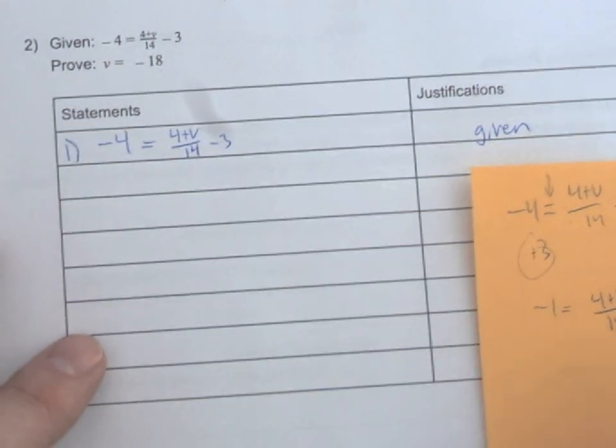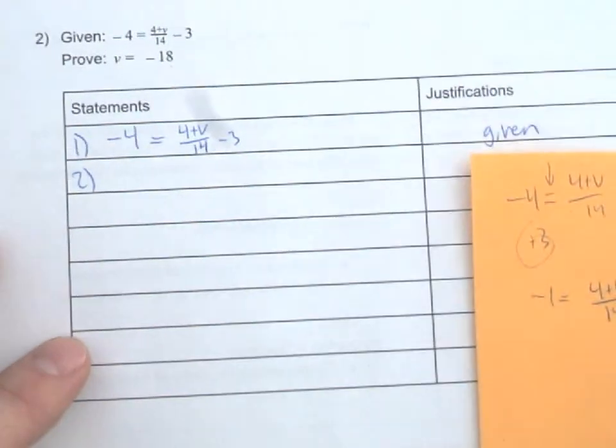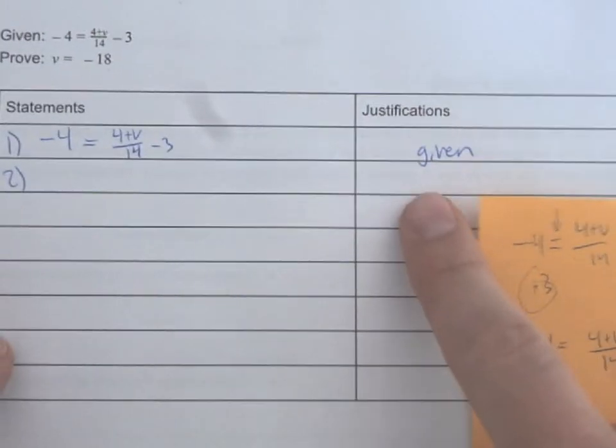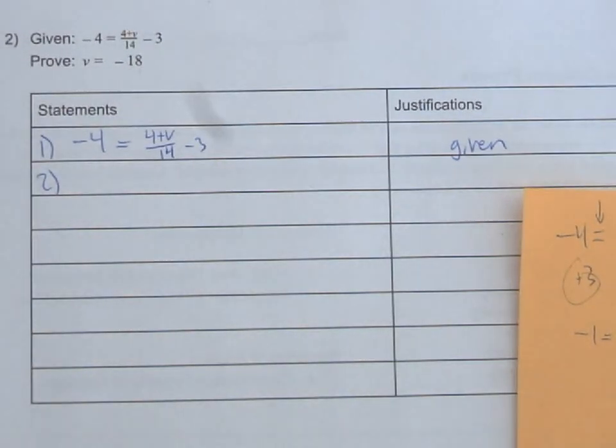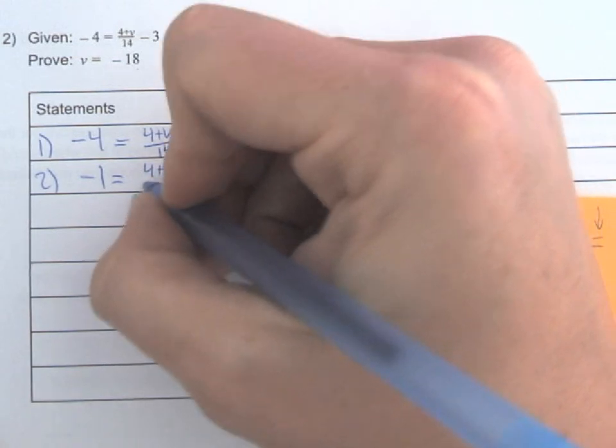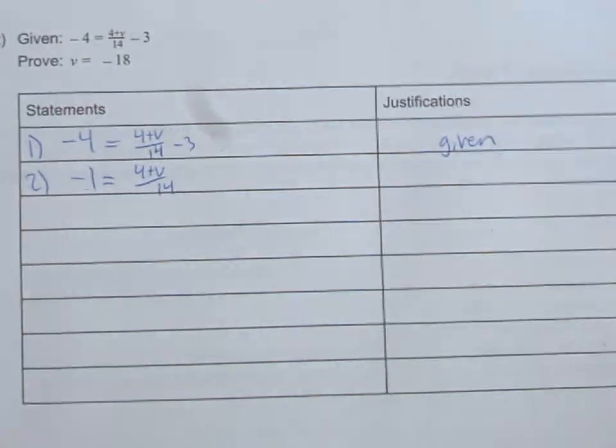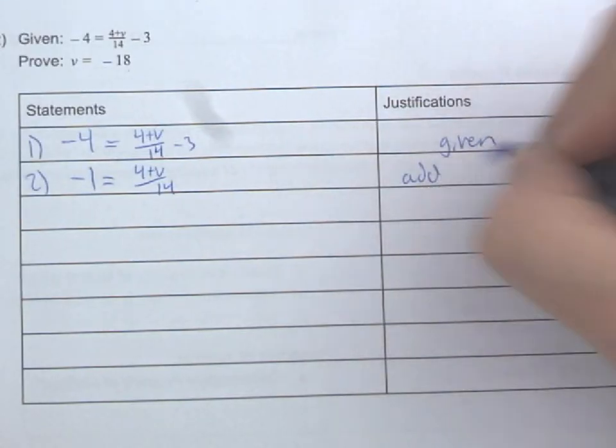So that's the addition property. Now again, when you write that justification, don't just write addition, because you're not writing what you're doing, you're writing a property. If you write addition, I can't tell if you're talking about the addition property of equality or the commutative property of addition or something else. So my next step here would be -1 equals 4 plus v over 14, because we added 3 to both sides. And again, that's the addition property of equality.